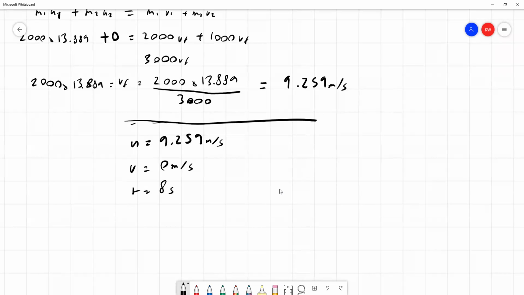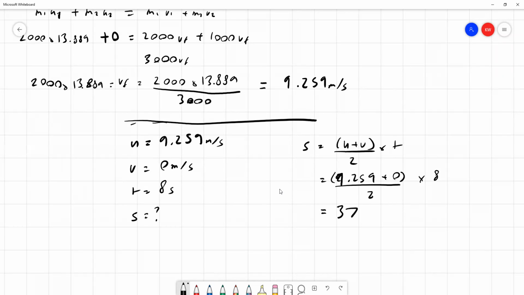Well, again, we can go back to our equations of motion to find one for S. We've got this formula here, S is equal to U plus V divided by 2, and all of that multiplied by time. So we have 9.259 plus 0 divided by 2, and that's all multiplied by 8. And if we put all of that into our calculator, we're left with the distance travelled being 37.037 meters. And that is the final part of the second section of question 11 and gives us our answer there.